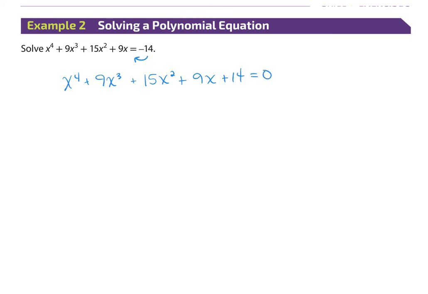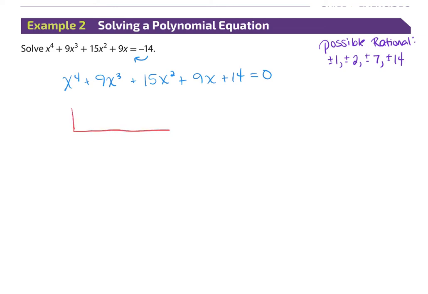My possible zeros are all going to come from 14 because my leading coefficient is 1. So my possible rational zeros are all going to come from that 14, because it's just over 1. So positive and negative 1, positive and negative 2, positive and negative 7, positive and negative 14. Those are my options, right? And they want me to solve this, so I'm going to start with my negative 1 and see if it works.